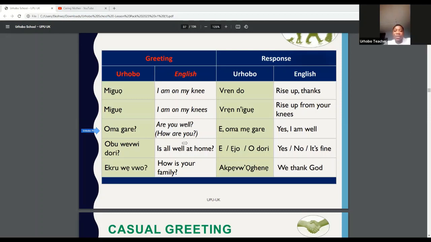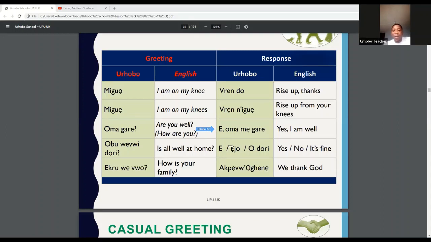And then the response is A, Omagari. The word you are seeing there is E in English. In Urhobo it is A. In our next class, when we'll be studying vowels, we'll understand them better. A in Urhobo means yes.